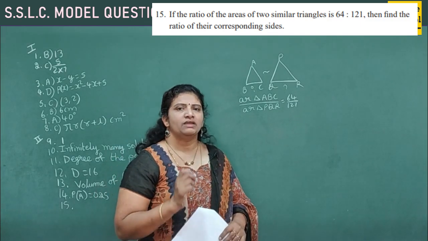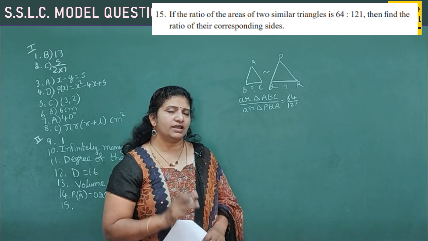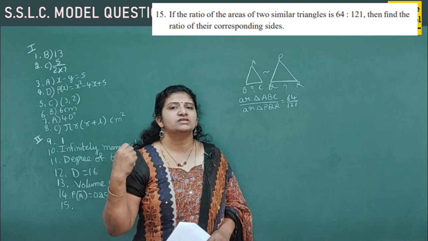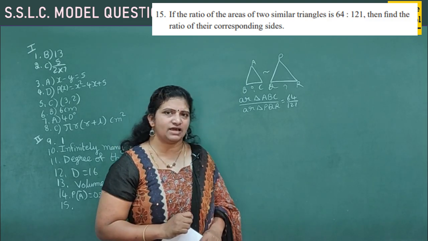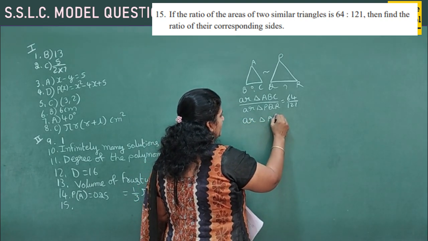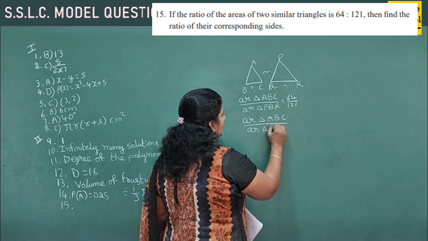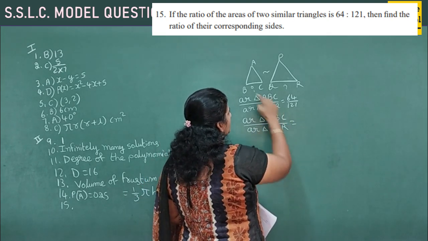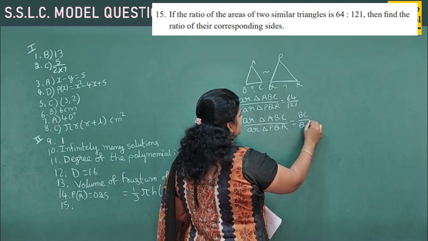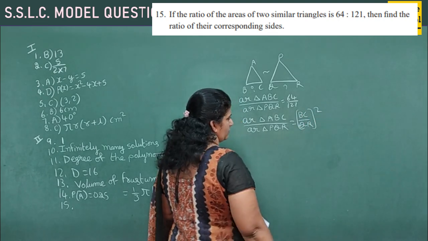You remember a theorem. What is that? If two triangles are similar, then the ratio of their areas is equal to the ratio of the square of the corresponding sides. So let's write that. Area of triangle ABC by area of triangle PQR is equal to corresponding side, anything you can take. I'll take BC square by QR square, or I'll write BC by QR whole square.